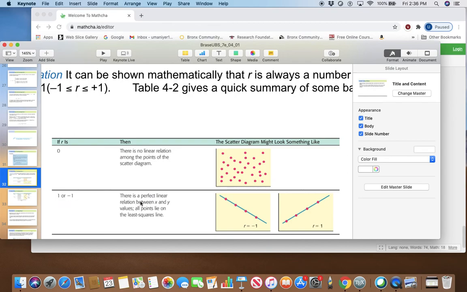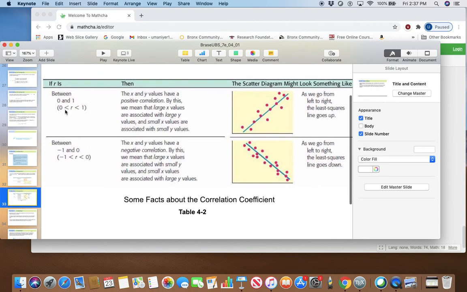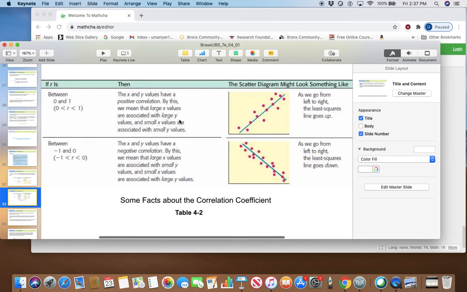That's perfect linear relation. Now, R is between 0 and 1. Okay, between 0 and 1. That is, you have a line, but all your points are not exactly on the line, but they are close to the line. The x and y values have a positive correlation. We mean that large x values are associated with large y values, small x values are associated with small y values, and as we go from left to right, the least squares line goes up.